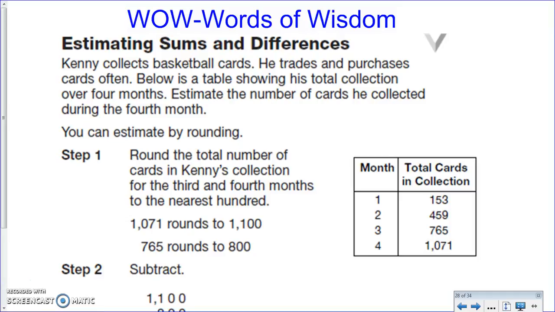Estimating sums and differences. Kenny collects basketball cards. He trades and purchases cards often. Below is a table showing his total collection over 4 months. Estimate the number of cards he collected during the 4th month. You can estimate by rounding.